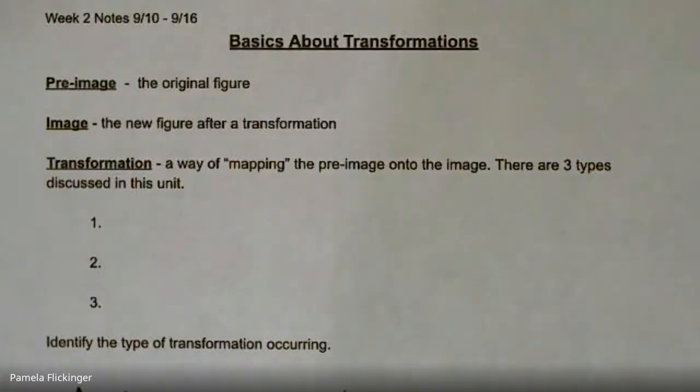All right, so over the next several days, we are going to be learning in more detail about 3 types of what we call transformations. In these transformations, there will always be a pre-image, and then there will be an image. Obviously, the prefix pre talks about the before picture, so this is the original. And then after a transformation has taken place, it creates a new picture, which will be the image. A transformation in general is a way of mapping the pre-image onto an image.